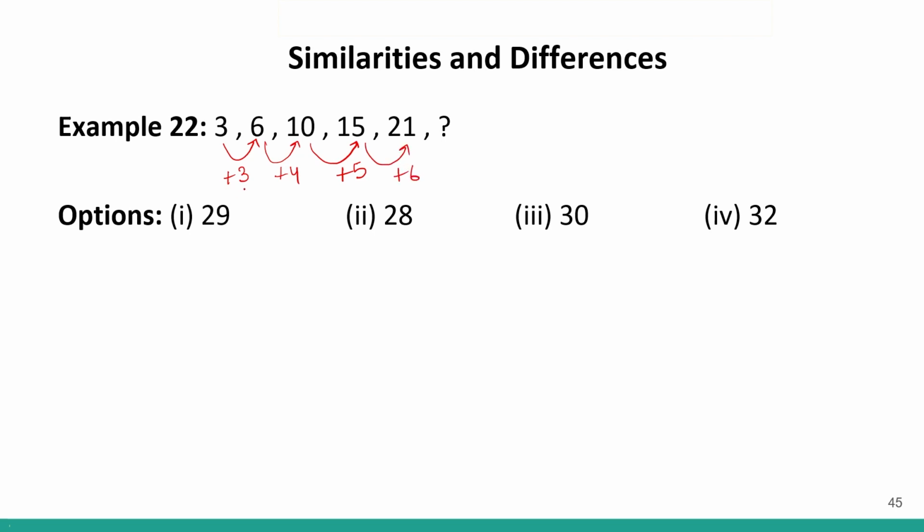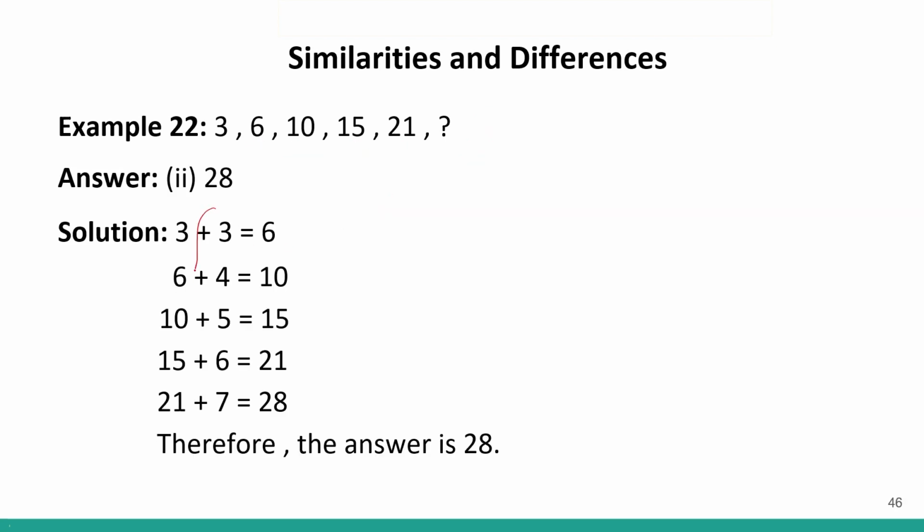So I can see very clearly the logic is plus 3, plus 4, plus 5, plus 6. So we have to go plus 7. So 21 plus 7 will give me 28. So my answer will be option number 2, 28. This is the logic that we are using. Clear?